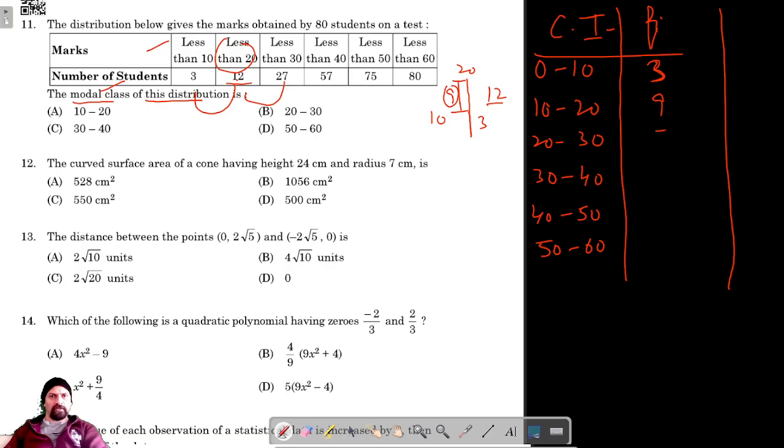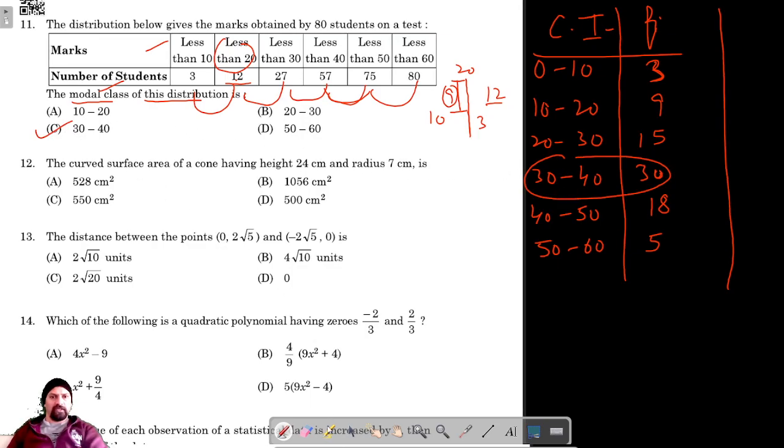27 minus 12 is 15. 57 minus 27 is 30. 75 minus 57 is 18. 80 minus 75 is 5. So the class with the highest frequency is the modal class, which is 30 to 40.